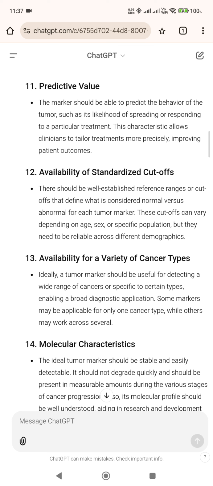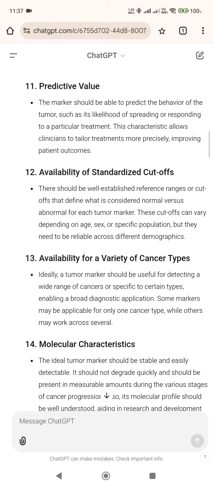12. Availability of standardized cutoffs. There should be well-established reference ranges or cutoffs that define what is considered normal versus abnormal for each tumor marker. These cutoffs can vary depending on age, sex, or specific population, but they need to be reliable across different demographics.